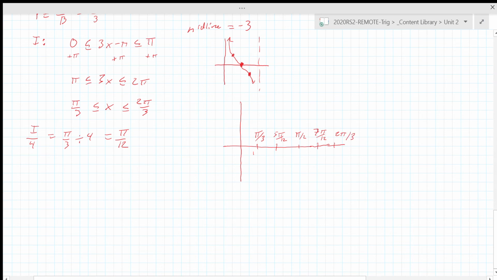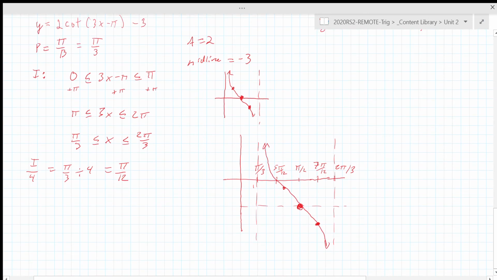Okay, and then we'll graph the midline at negative 3. And our vertical asymptotes at the edges. And then in the center, we'll be going through the midline. And then we're going to go down the amplitude to the right and up the amplitude to the left and connect the dots and go towards the asymptotes. So there's our graph of 2 cotangent, 3x minus pi minus 3.